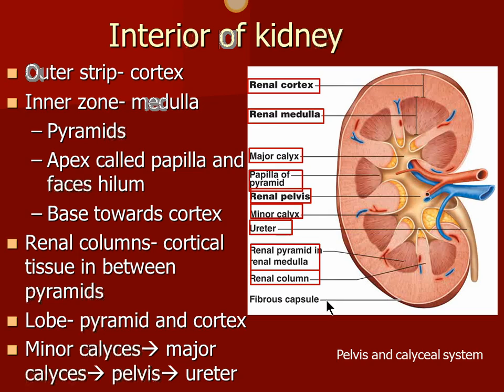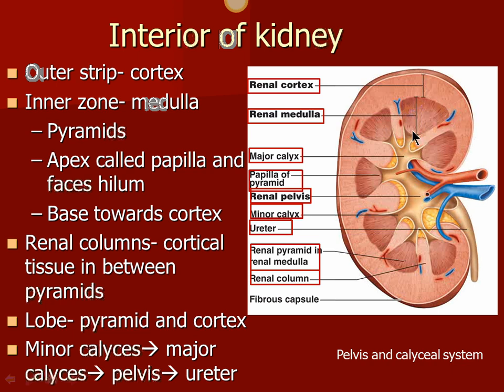Okay, so let's look at the interior of the kidney. If you take a coronal section through the kidney, you can see this quite obviously through the naked eye. You'll find a lighter, paler staining strip on the outside, which is called the cortex. If you remember, like in the suprarenal gland also, the outside was the cortex and the central area was the medulla. So you have an outer strip, lighter staining. This is the cortex.